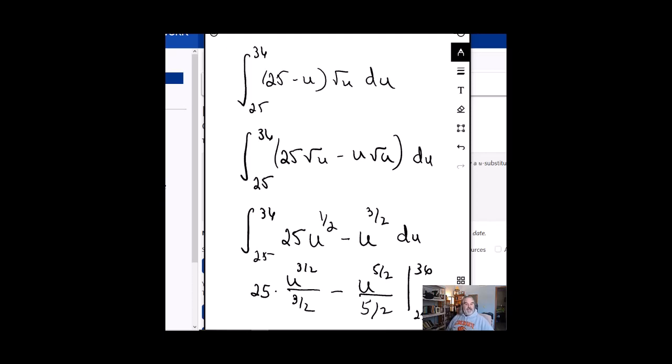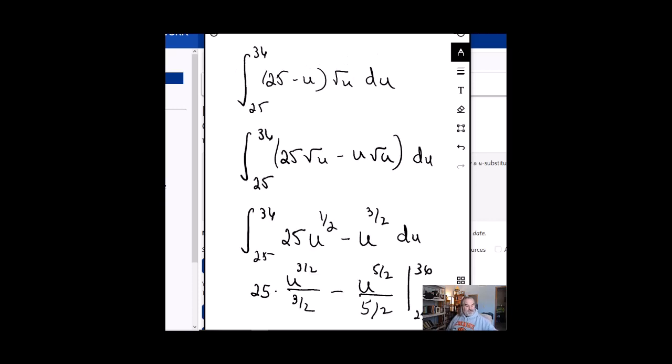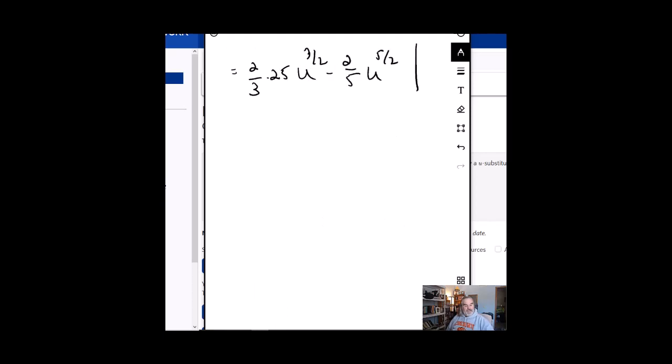Okay, I'm going to flip the page again, and I'm also going to take those denominators of the 3/2 and 5/2 and invert and multiply for this new expression. So I will get 2/3 times 25 times u to the 3/2 minus 2/5, let me go gather this again, u to the 5/2. Did I collect everything I needed to? Yep. And we're going to evaluate that from 25 to 36.